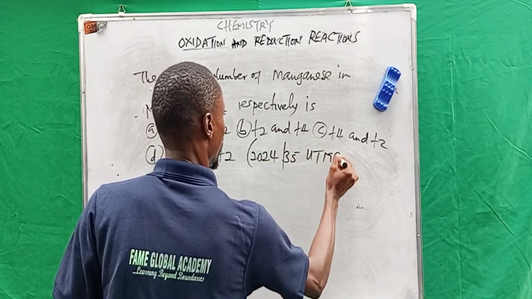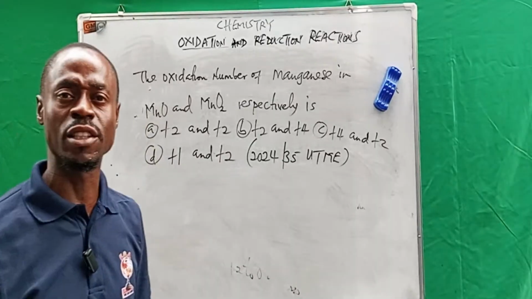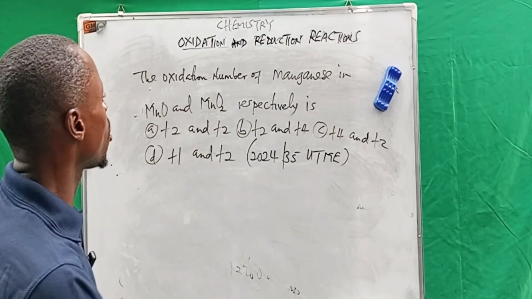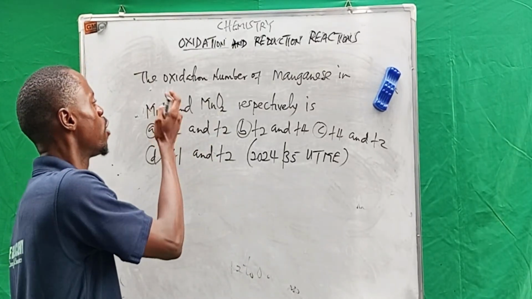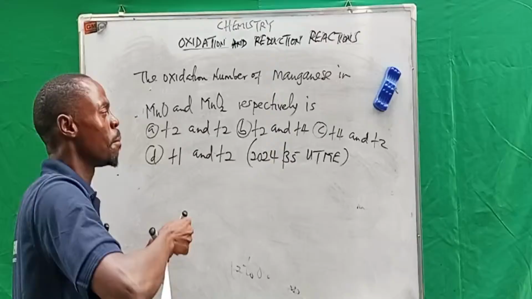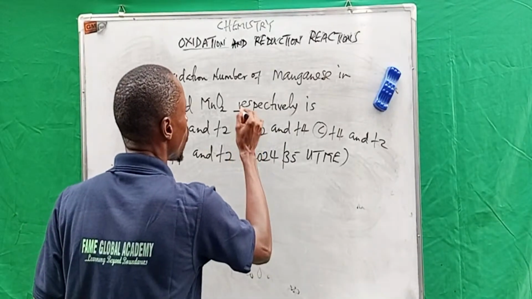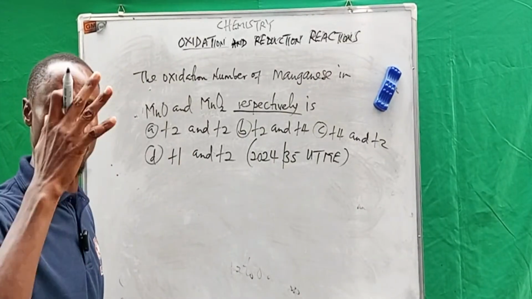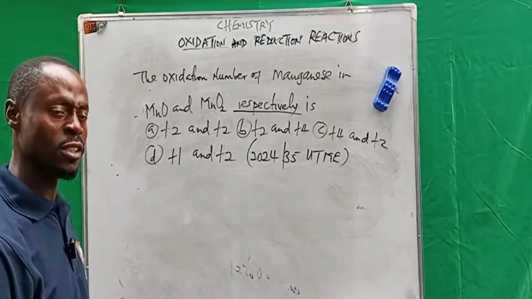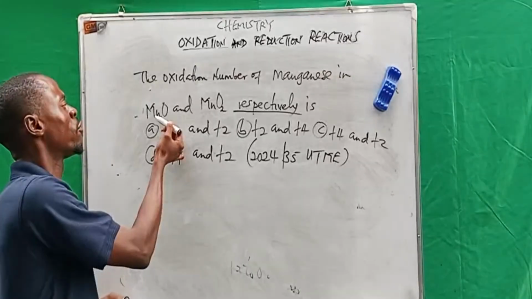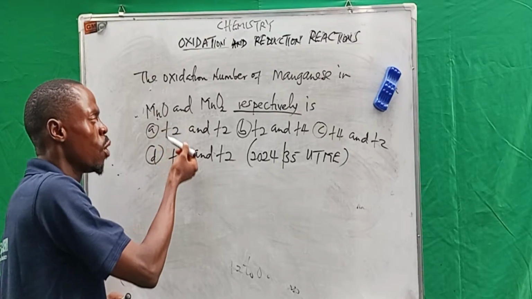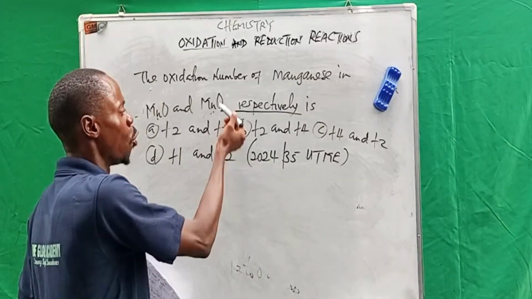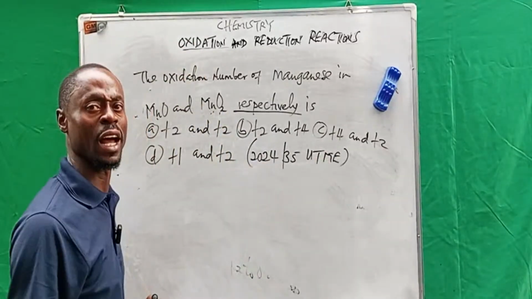UTME. All right, let's look at this question on the board. This is quite very simple to answer. The question says, the oxidation number of manganese in MnO and MnO2. Look at the word there, respectively. So it simply means your answer must be in this progression. How do you go about this? You have to determine the oxidation number of manganese in MnO, then go ahead to determine the oxidation number of manganese in MnO2, in that order.